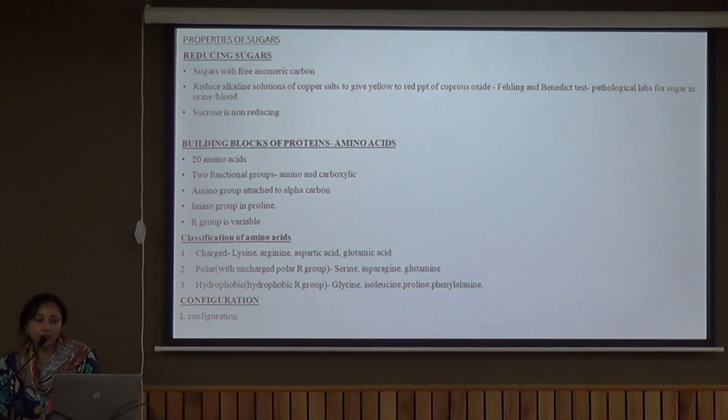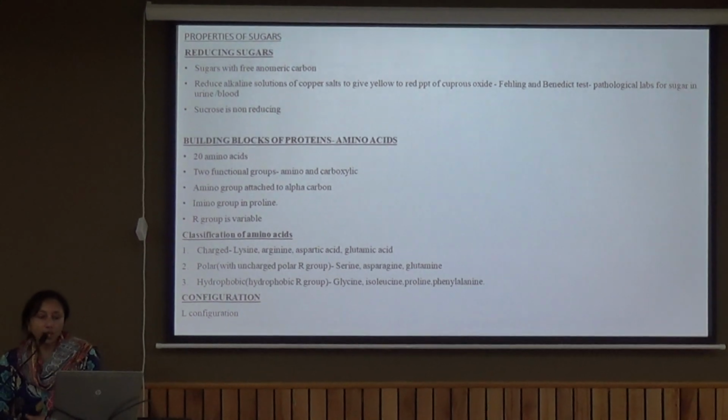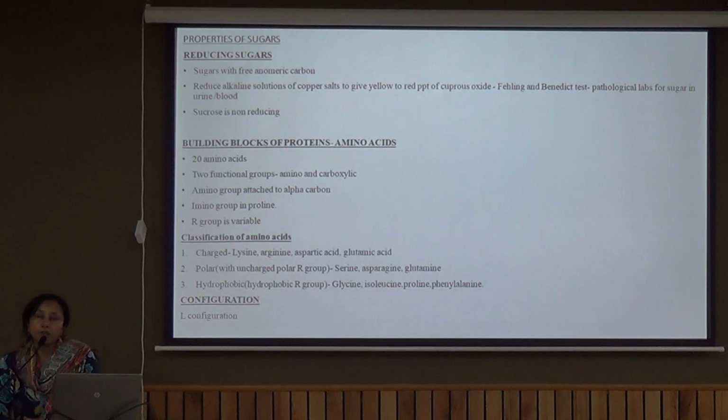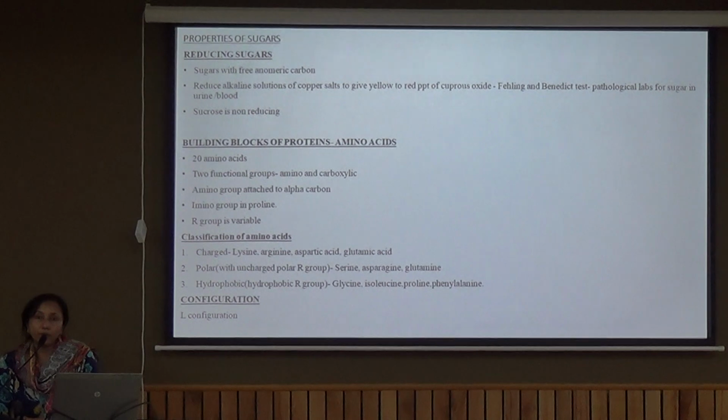We have 20 amino acids in our body. Two functional groups are present in amino acids, the amino group and the carboxyl group. The amino group is attached to the alpha carbon, that is the central carbon of the amino acid. There is an imino group in proline. Proline does not have an amino group, it has an imino group. And the R group, which is present in the amino acid, is variable.